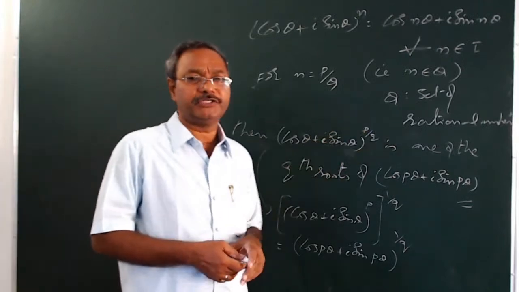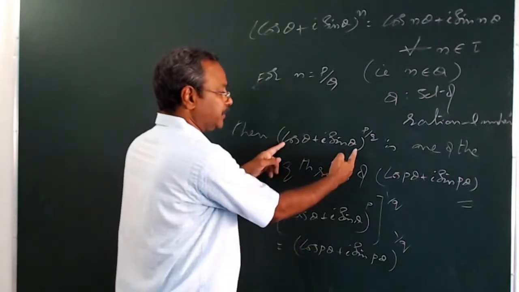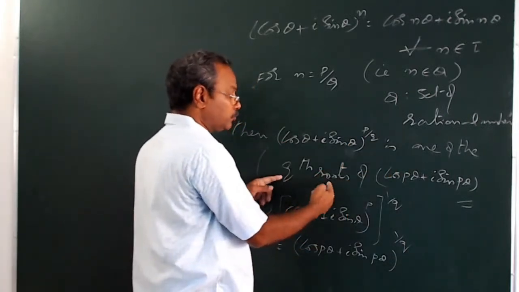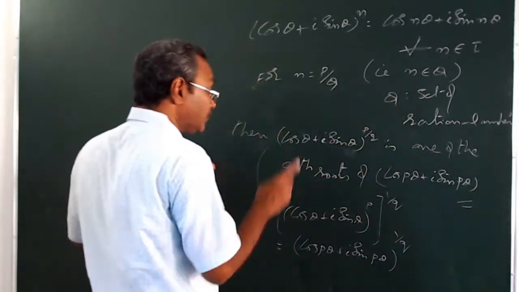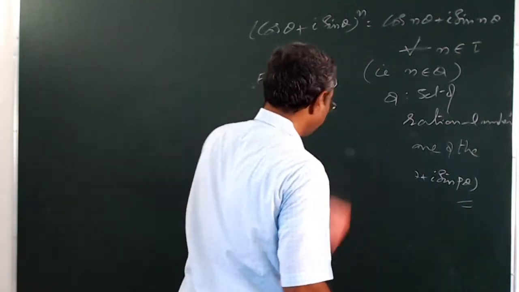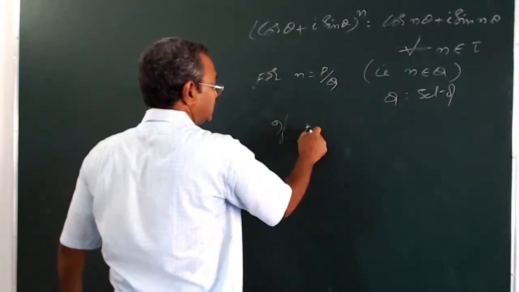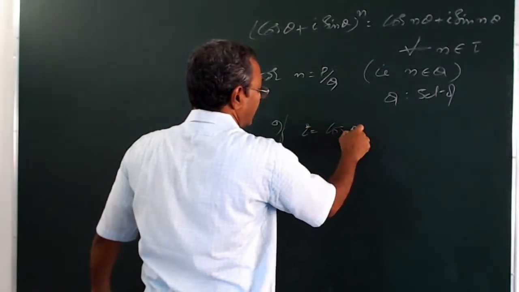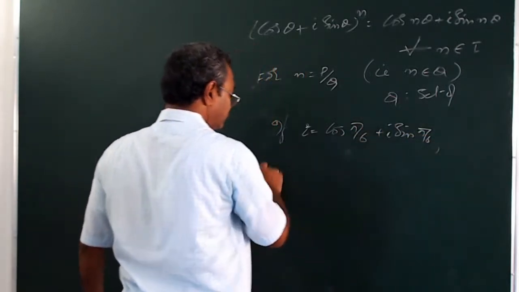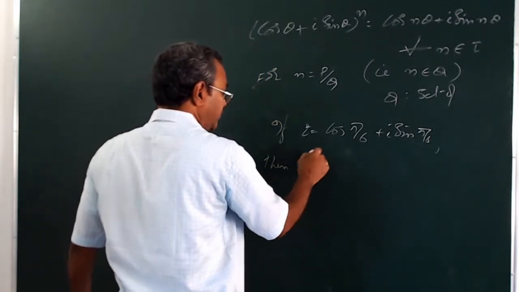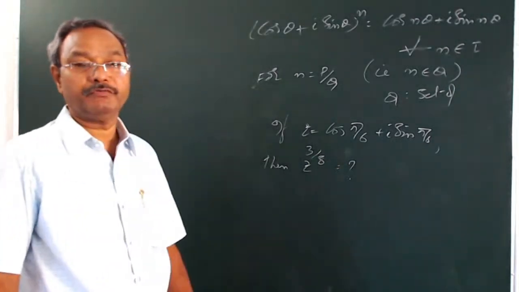We will learn how to list out them in the subsequent discussions. So this is just one of the cube roots of the complex number cos theta plus i sin theta. Say for example, if z is equal to cos pi by 6 plus i sin pi by 6, then what is z to the power of 3 by 8?